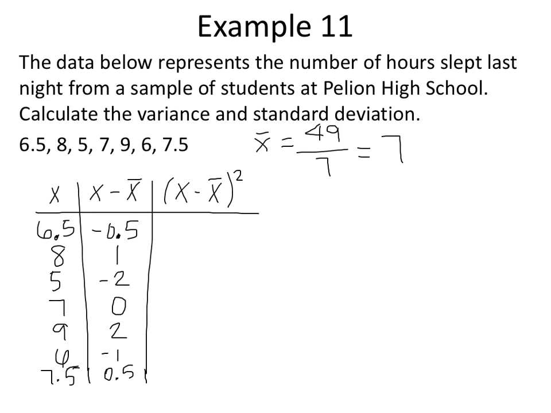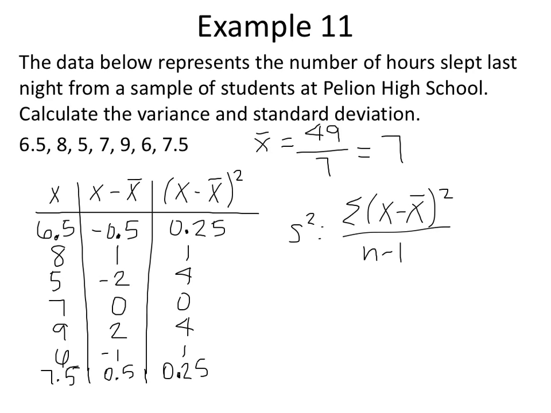Now for our third column, we are going to square each value that's in the second column. So since we're squaring, we should get all positive numbers in our third column. So negative 0.5 squared is 0.25. I'm going to let you go ahead and fill in the rest, and then you can check. So go ahead and pause your video, calculate, come back. Go ahead and check your answers.